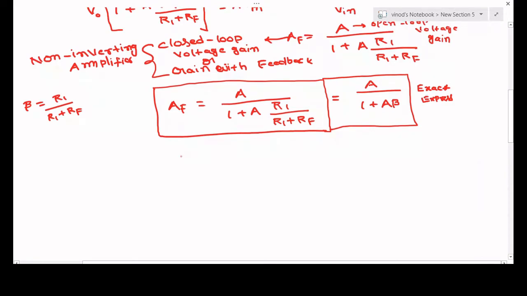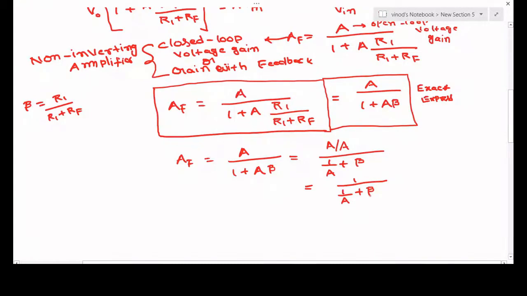If you consider the same expression, AF is equal to A by 1 plus A beta. Now divide both numerator and denominator of this expression by A. So what will happen if we divide both numerator and denominator by A? It becomes 1 by A plus beta, right? 1 by A plus beta.